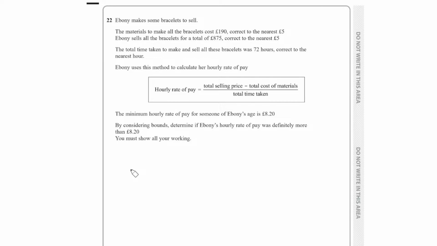Ebony uses this method to calculate her hourly rate of pay. So we've got obviously the price minus the cost, which is the profit, over the time taken. The minimum hourly rate of pay for someone of Ebony's age is $8.20. By considering bounds, determine if Ebony's hourly pay was definitely more than $8.20.